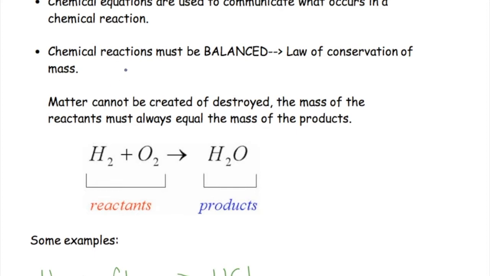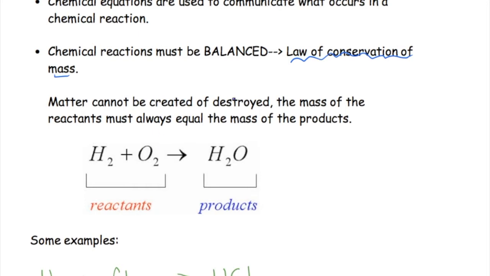These reactions in the equations must be balanced because of the law of conservation of mass. The law of conservation of mass states that during the course of a chemical reaction, matter is not created or destroyed. This is as opposed to during the course of a nuclear reaction, in which matter can be converted to energy and thereby is no longer matter.